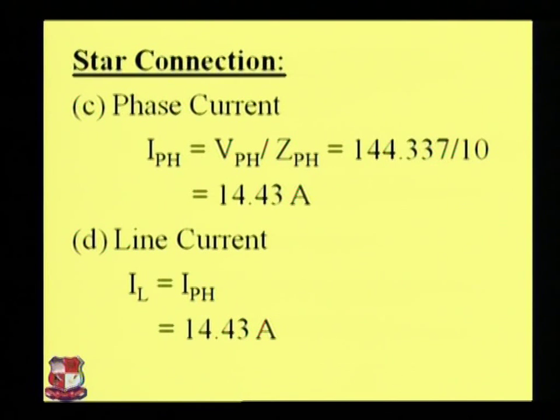Now the phase current, that is IPH. Here your phase current equals your line current. So by using Ohm's law, I equals V by R, we can put in the values. IPH equals VPH by ZPH. VPH equals 144.337 and ZPH equals 10 ohm per phase. So IPH equals 14.43.